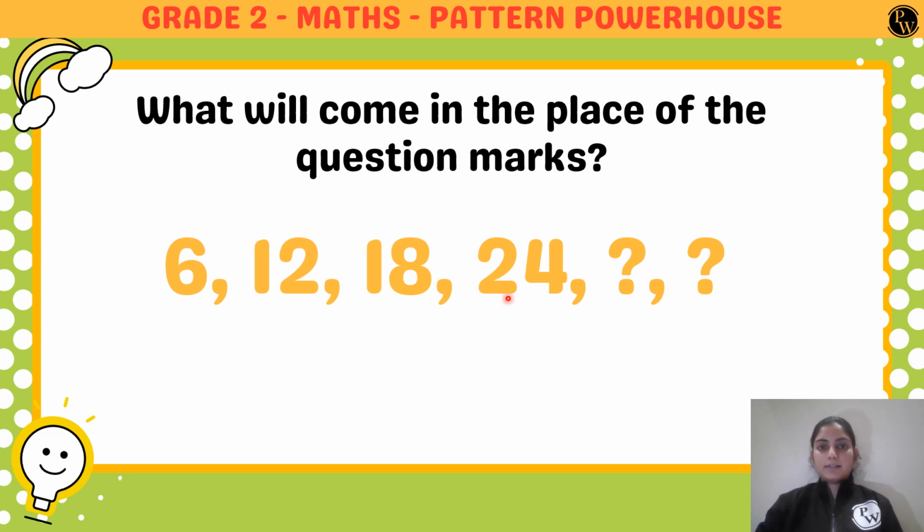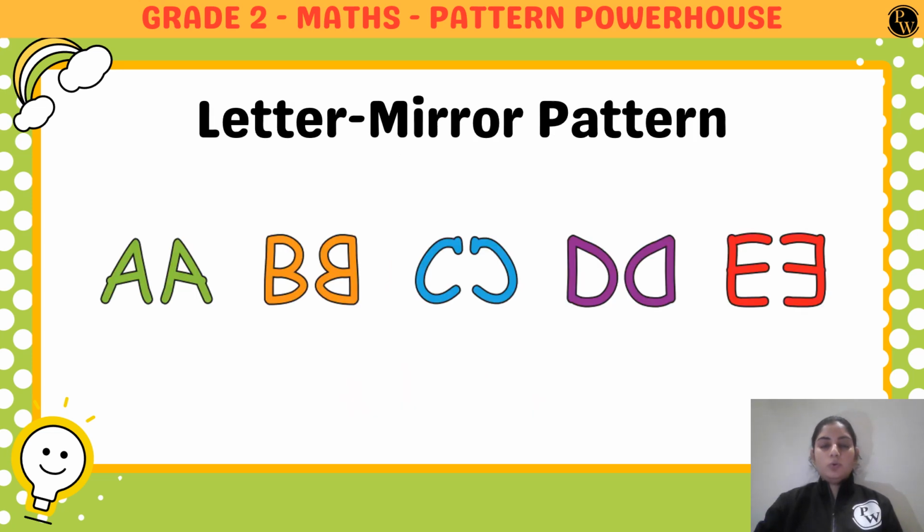So on adding 6 to 24, what will we get? We will get 30, right? The first question mark will be replaced by 30. And if we add 6 to this 30, what will we get? We will get 36. That will replace the second question mark here, right? Now let's look into the letter mirror pattern.